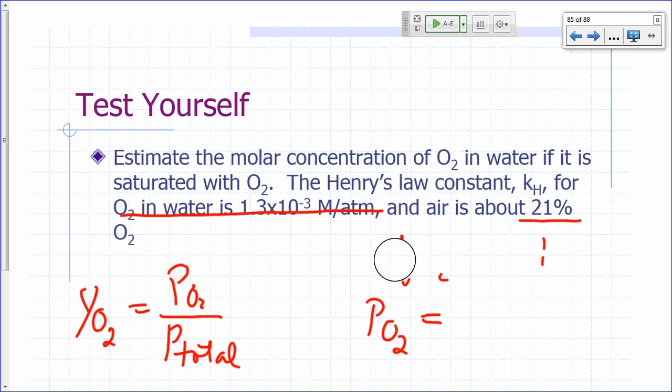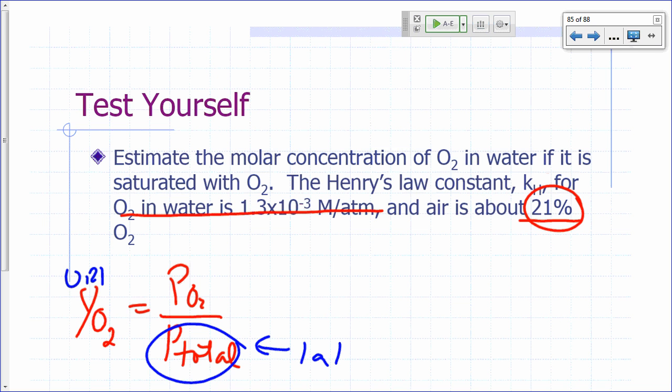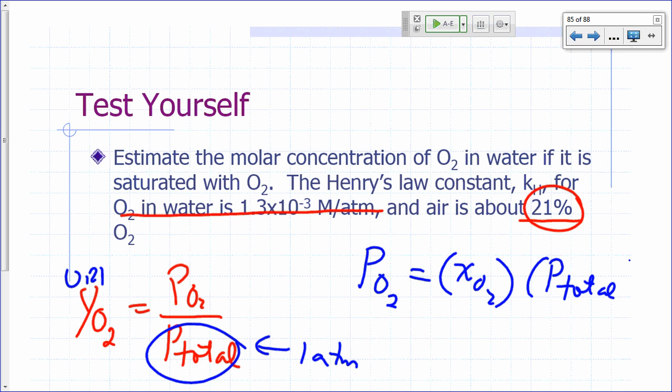Okay? And you're given that the mole percent is 21%, so your mole fraction is 0.21, and your P total is 1 atmosphere. So the partial pressure of oxygen in the atmosphere is the mole fraction of O2 times the atmospheric pressure. So it's going to be 0.21 times 1 atmosphere, so it's going to be 0.21 atmosphere.